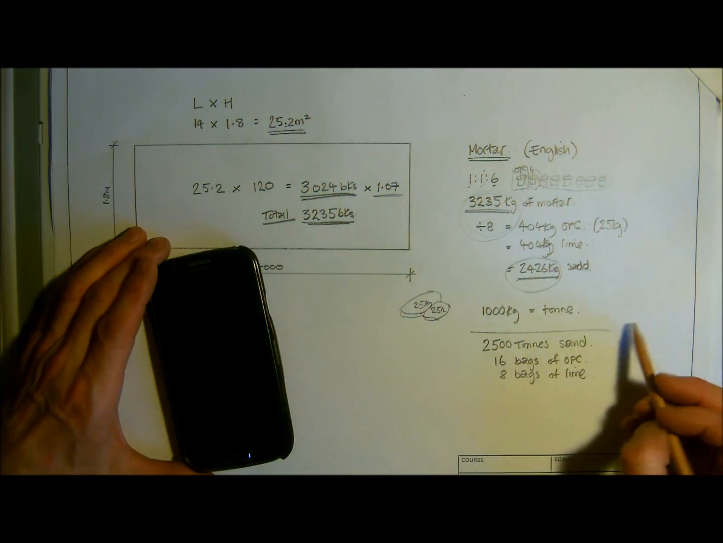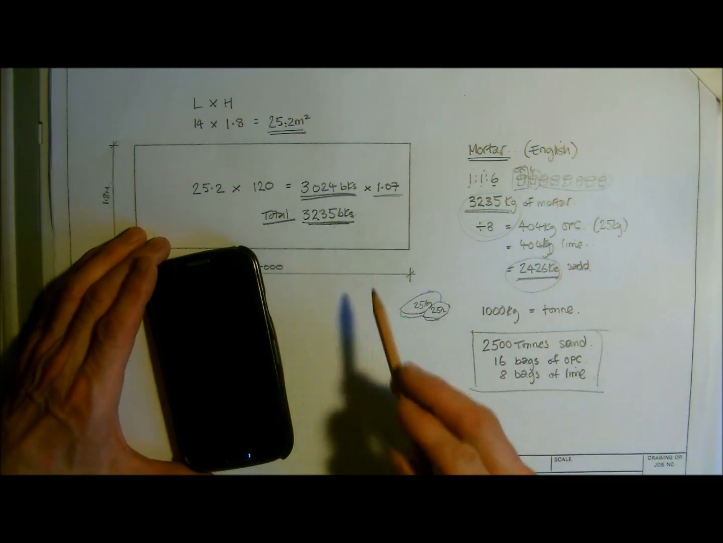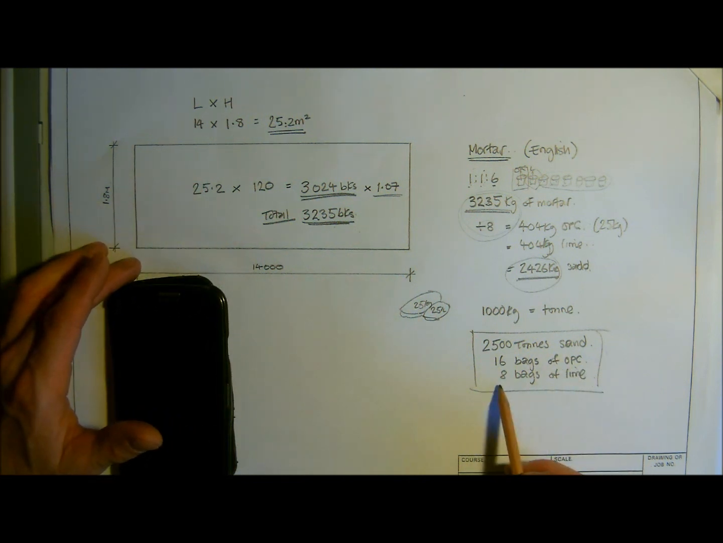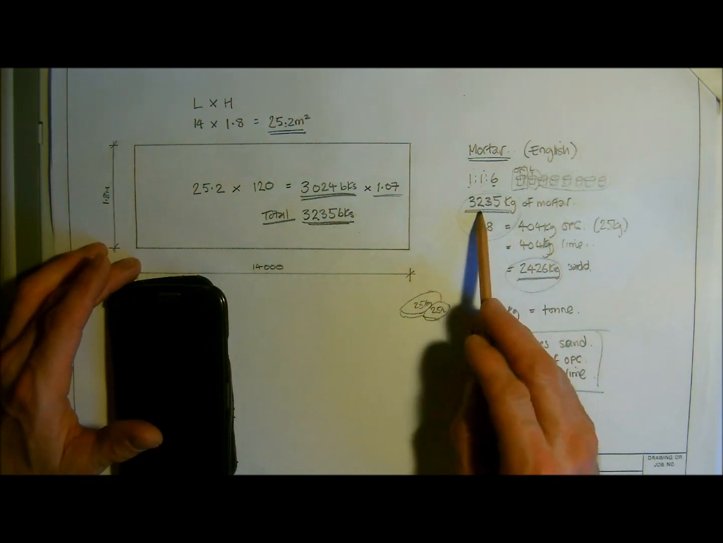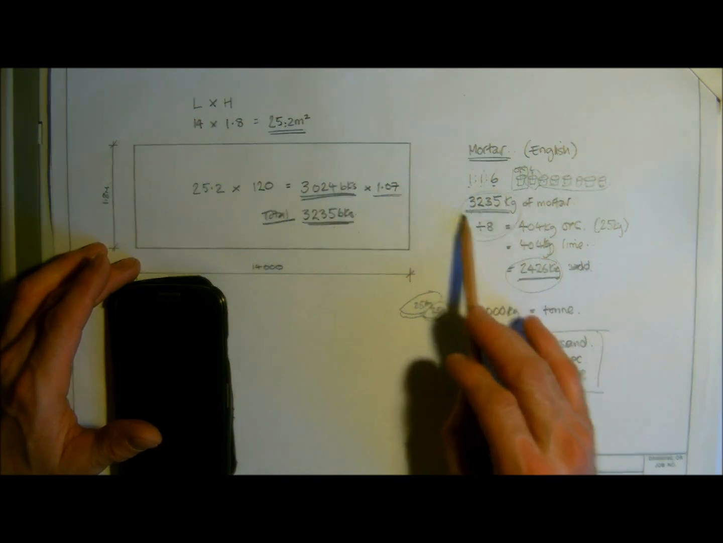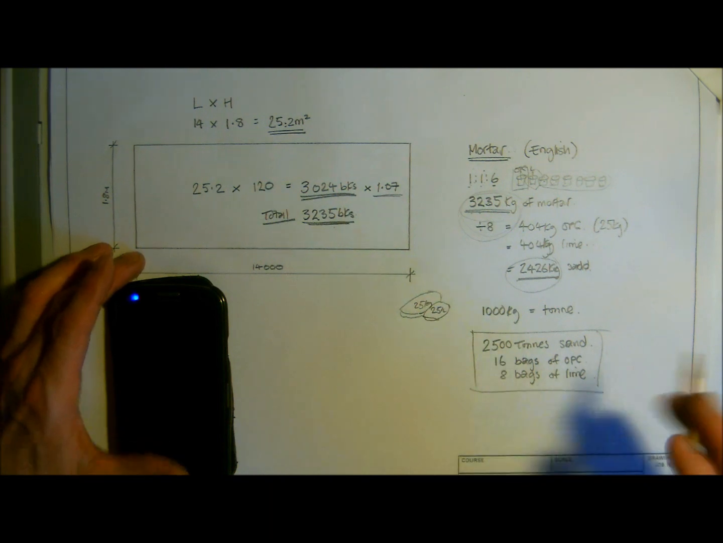So that is what I would have for that wall. 2.5 tons of sand, 16 bags of OPC, 8 bags of lime, with my 3,235 bricks. Okay.